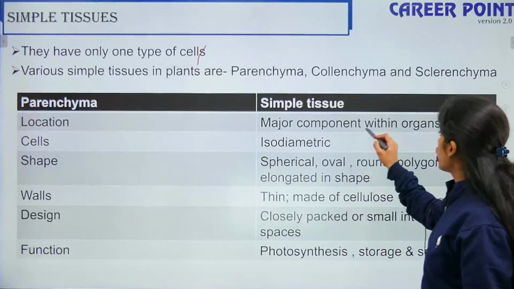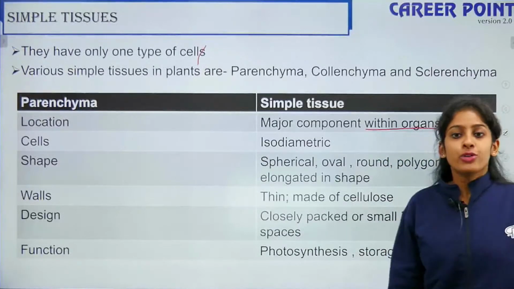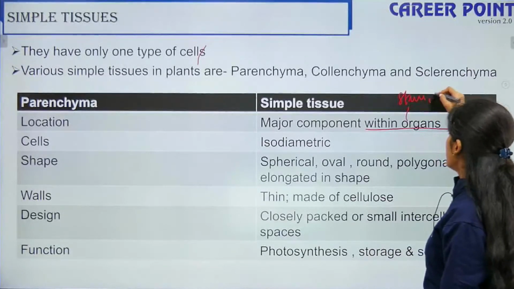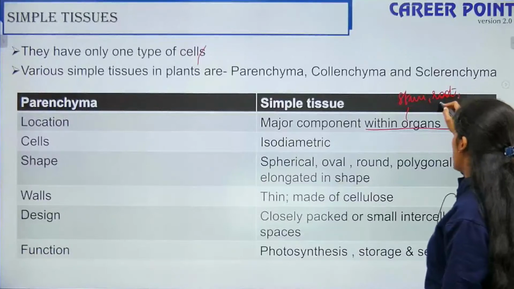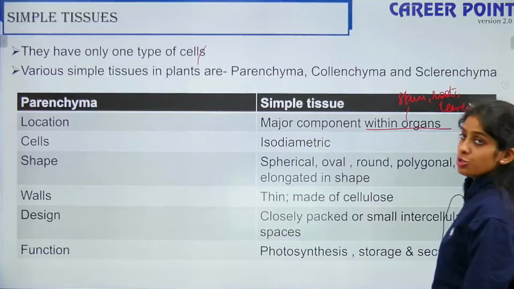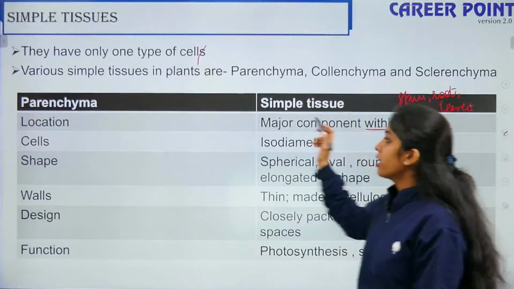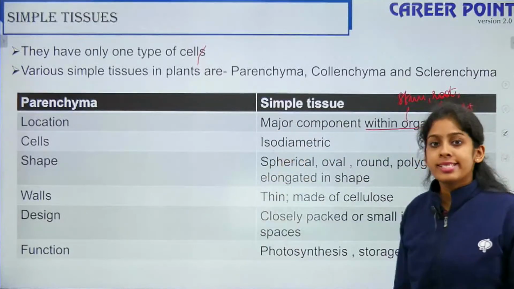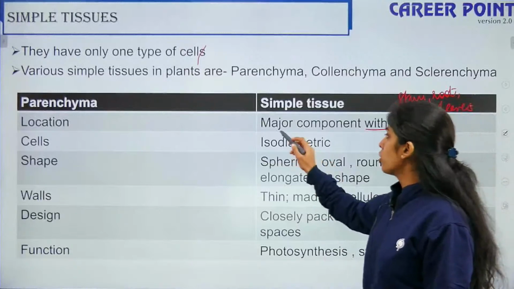It is a major component within the organs. So what are the organs of your plants? You have your stem, you have your root, you have your leaf. So these are the organs of your plants. Alright. So parenchyma is produced or present within those organs. So how are the cells? The cells are isodiametric.